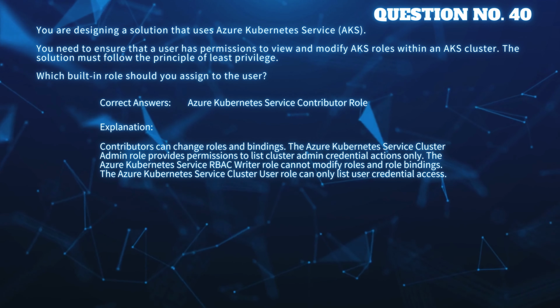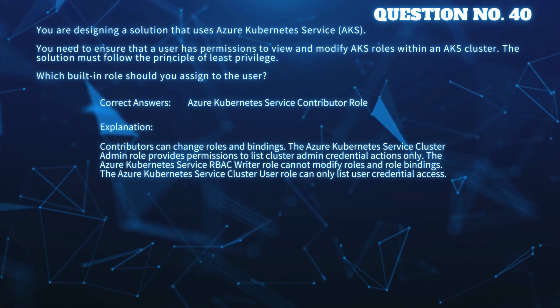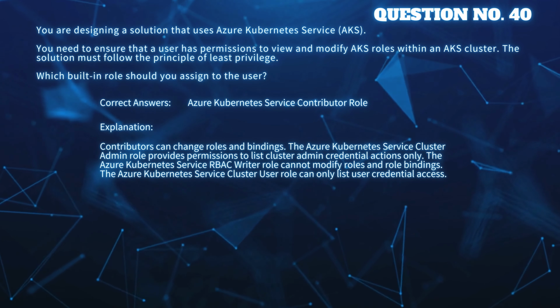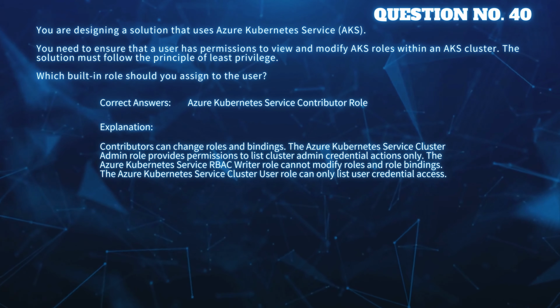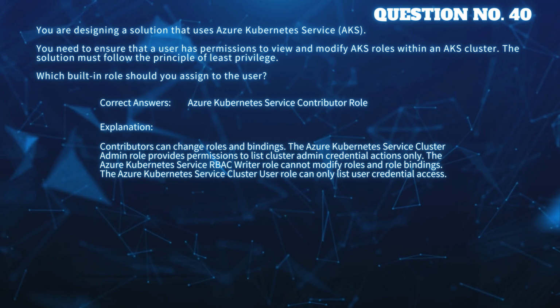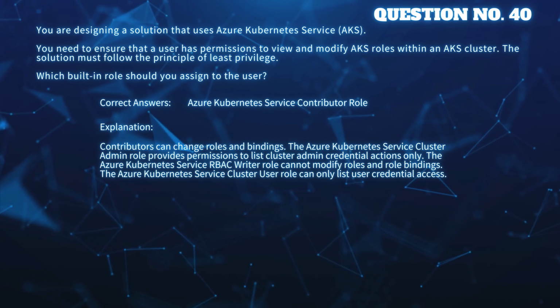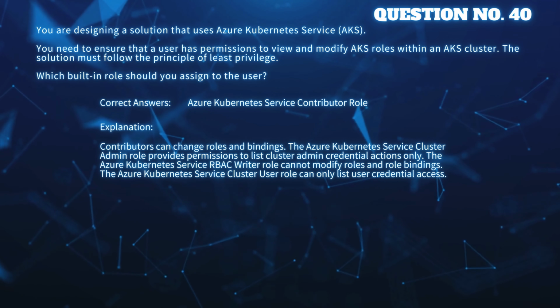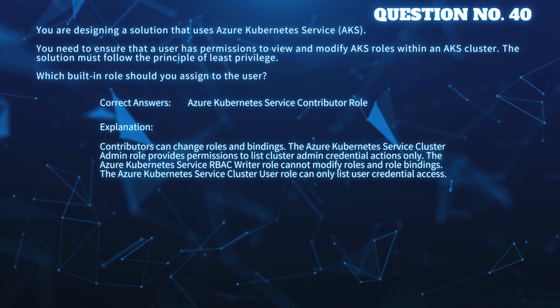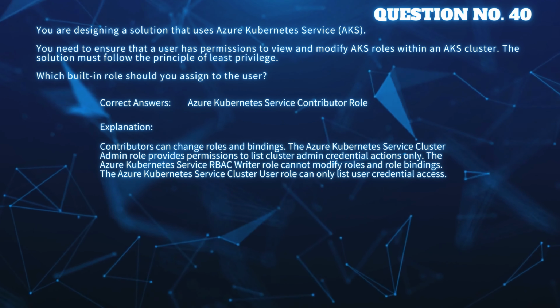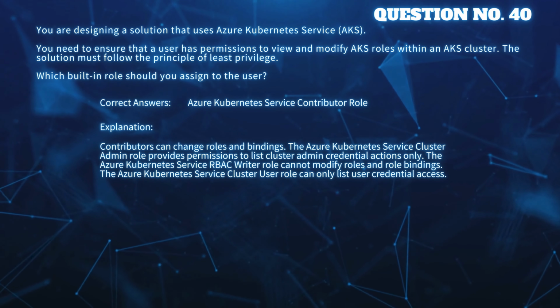Explanation: contributors can change roles and bindings. The Azure Kubernetes Service Cluster Admin role provides permissions to list cluster admin credential actions only. The Azure Kubernetes Service RBAC Writer role cannot modify roles and role bindings. The Azure Kubernetes Service Cluster User role can only list user credential access.